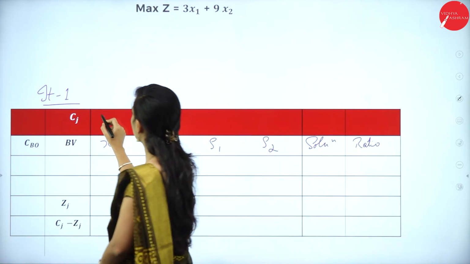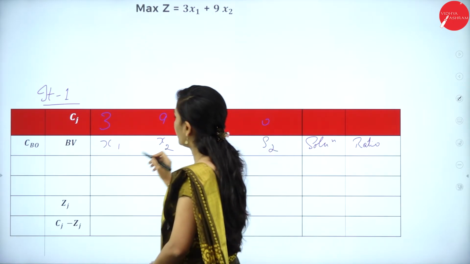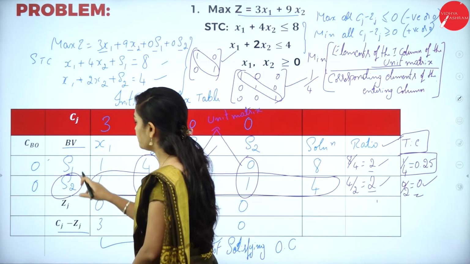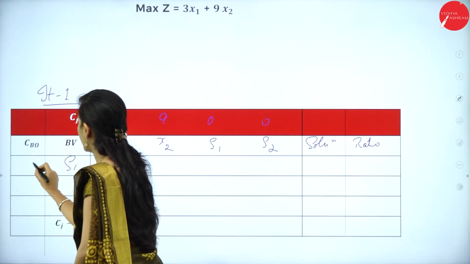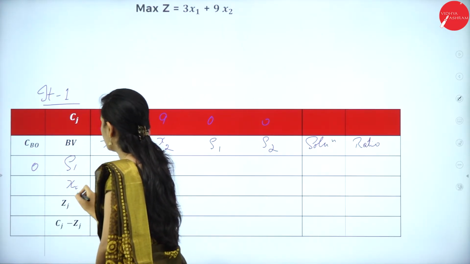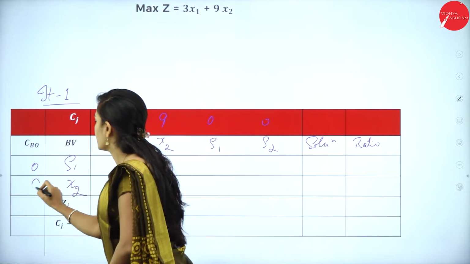Just write all the coefficients of the objective function, 0 and 0, and here, in place of S2, I will write X2. S1 is the same, and in place of S2 I have written X2. So the X2 coefficient is 9.